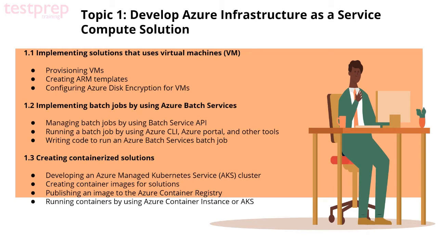Second, implementing batch jobs by using Azure Batch Services. It is divided into 3 parts. Managing batch jobs by using Batch Service API. Running a batch job by using Azure CLI, Azure Portal, and other tools. Writing code to run an Azure Batch Services batch job.